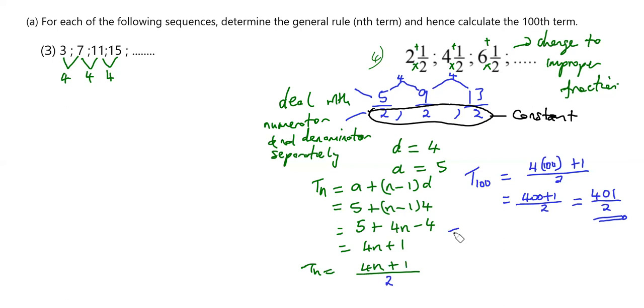What about T20? Let's say T20. T20 is going to be equal to (4 times 20 plus 1) all over 2. 4 times 20 is 80, plus 1, over 2, which is going to be 81 over 2. That becomes our final answer there.